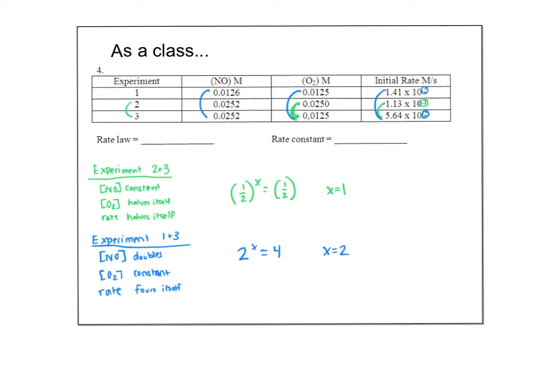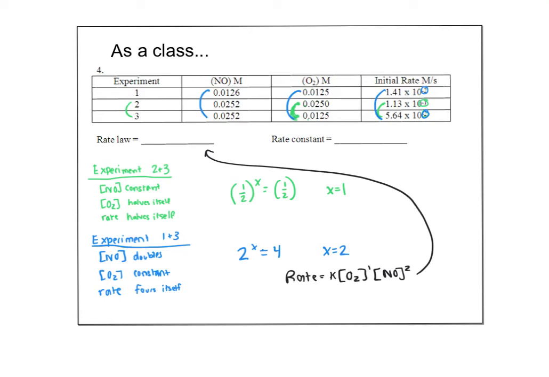So let's write my rate law. Rate is equal to little k times the concentration of O2 to the first and the concentration of NO squared. So that is my rate law. We can solve for the rate constant.